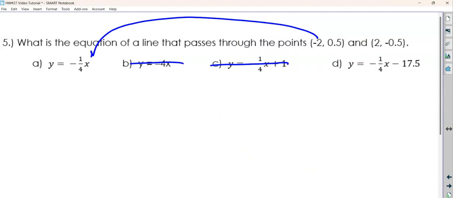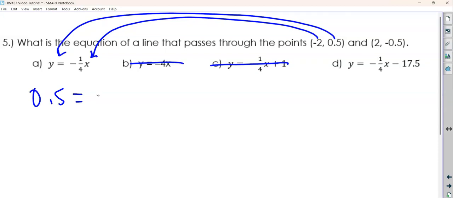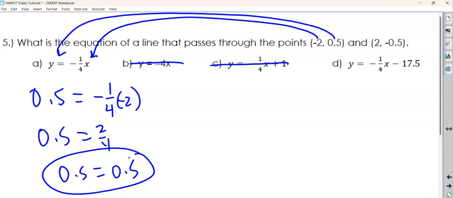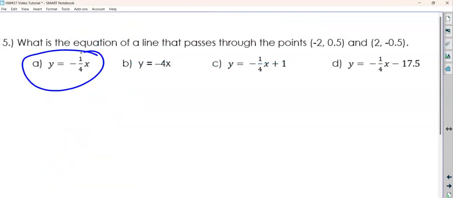Let's try over here. Put that in for x, put that in for y. Is 0.5 equal to negative 1/4 times negative 2? Negative 1 times negative 2 is 2/4, and that is the same as 1/2. So this is the correct solution. I know because I had to determine the slope, which I did. I eliminated this option. Then I had to guess and check. Put this in for x, put that in for y. If it works, it's true.